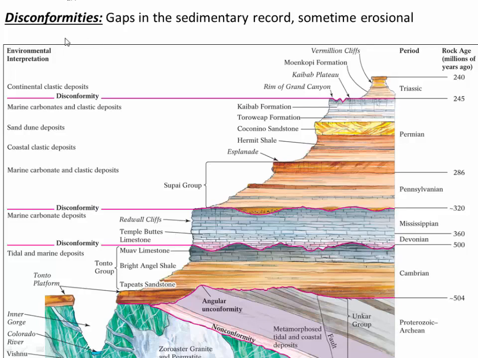So disconformities represent gaps in the sedimentary record, and sometimes they're associated with erosion, sometimes deep erosion of the underlying sedimentary unit. So it's important to recognize that although sedimentary rocks are a record of time, they're not necessarily a continuous record of time. Some units can be deposited very quickly, and then there can be pauses, like disconformities, where nothing is deposited. So they're a good record, but they're not a perfect record.